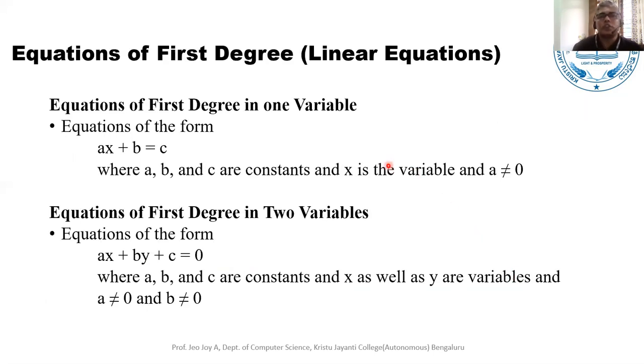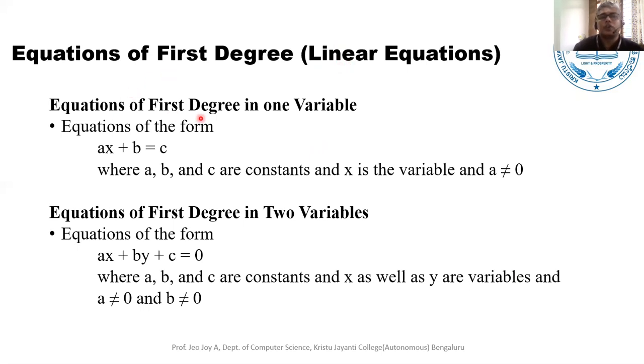And equations of first degree. Now, equations of first degree are otherwise called as linear equations in the analytical geometry. Why? Because it represents a straight line. As the term denotes, the first four alphabets are L-I-N-E. That represents a straight line.